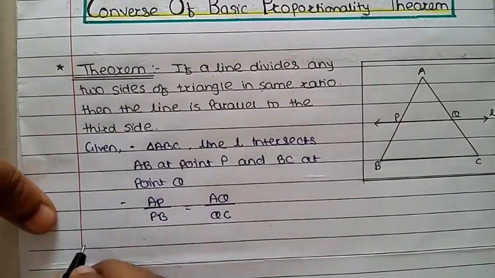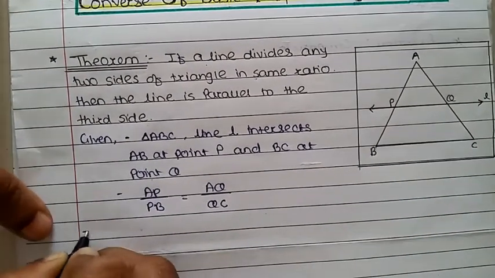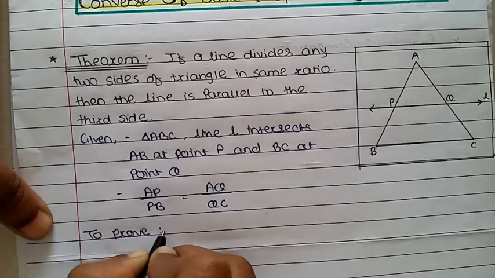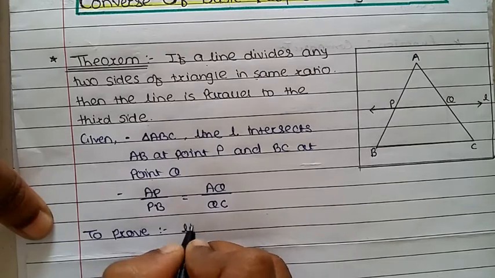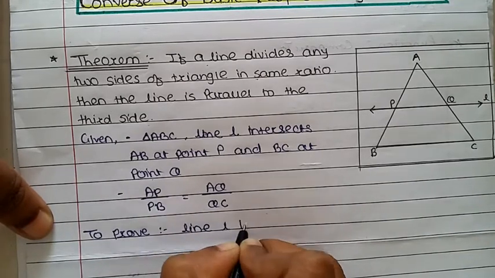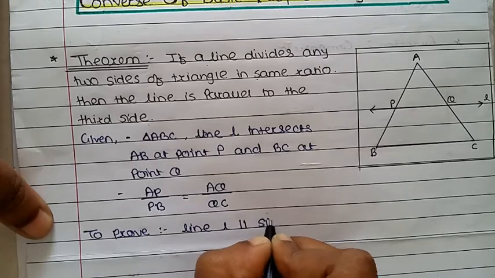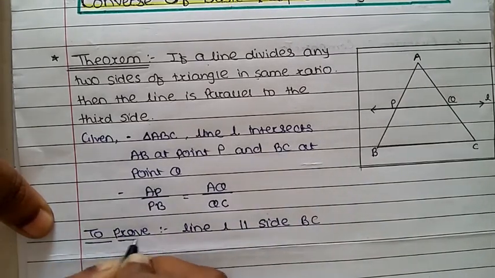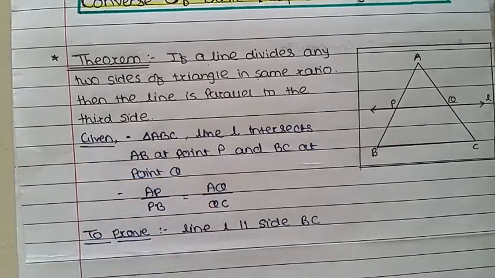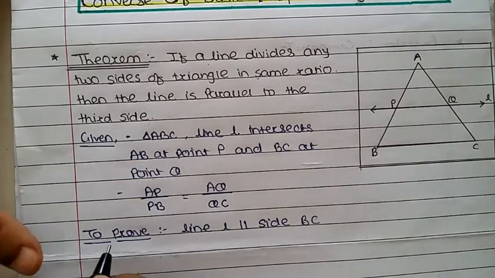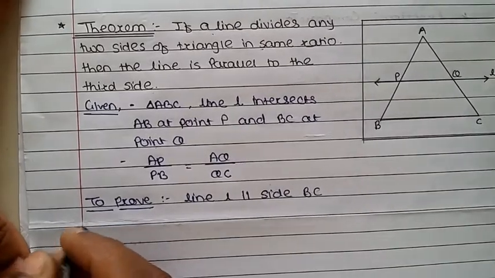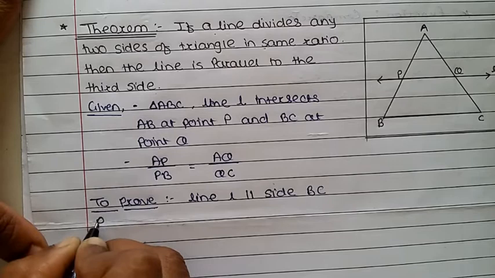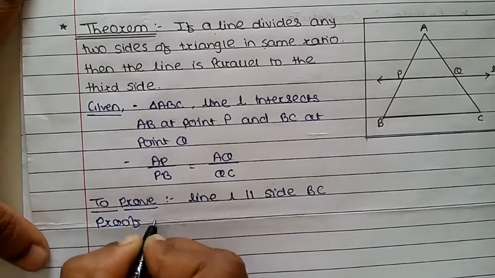Now we have to prove that. So write down here, to prove: line L is parallel to side BC. This is what we have to prove here. Clear? So we will write down the proof.